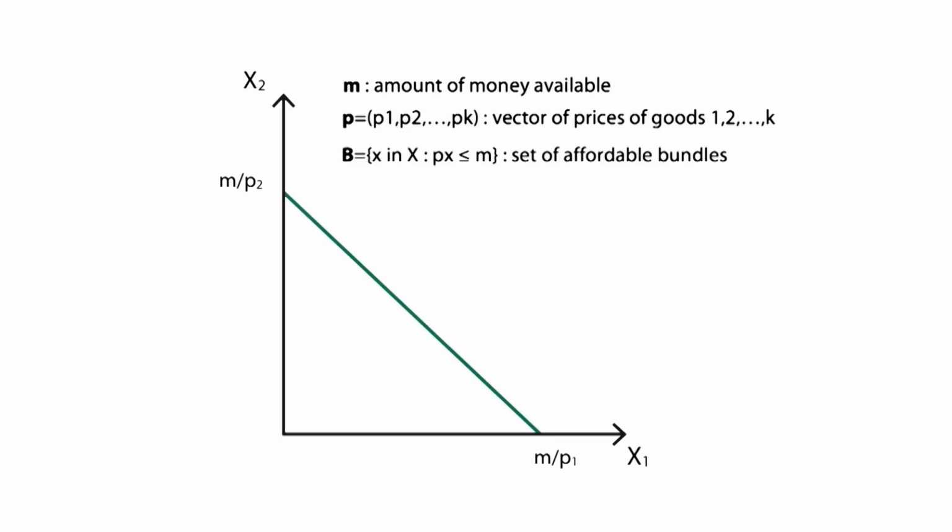The points where the budget line crosses with the axis represent those extreme cases when an individual allocates their entire budget to only one good. For the horizontal axis, this point will be equal to M divided by the price of the good x1, and for the vertical axis, it will be equal to M divided by the price of the good x2.